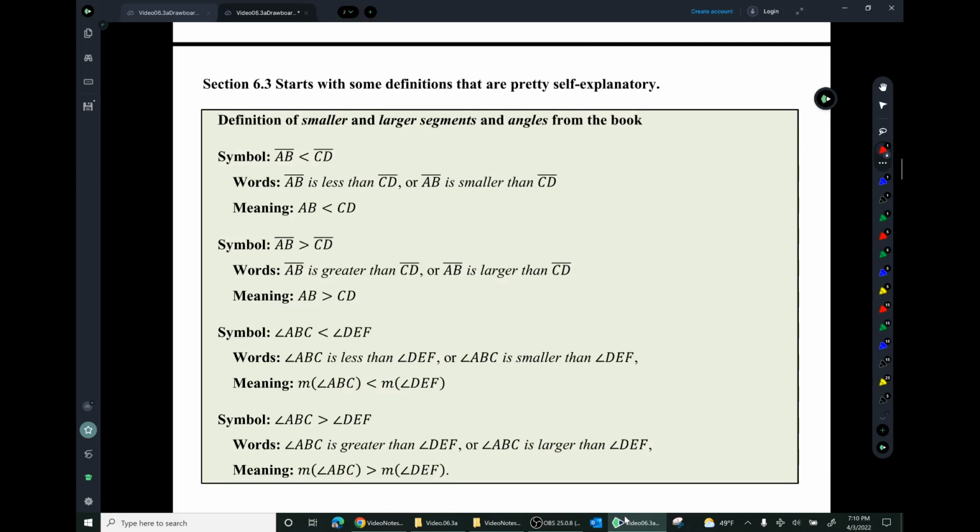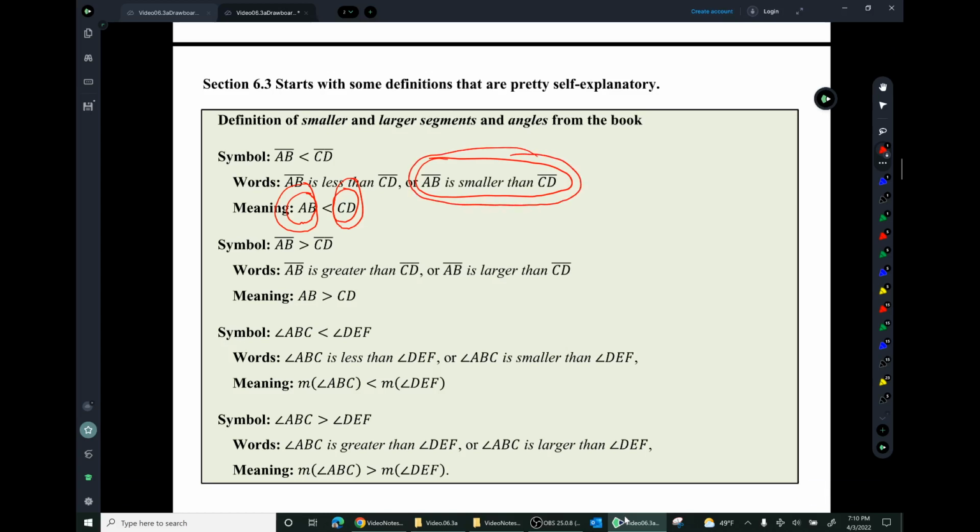Section 6.3 starts with some definitions that are pretty self-explanatory. The idea of a so-called smaller segment, to say that some segment is smaller than another segment, just simply means that the first segment has a length that's less than the length of the second segment. So I would say this, the length of segment AB is less than the length of segment CD. And we'll also sometimes say this, segment AB is smaller than segment CD.